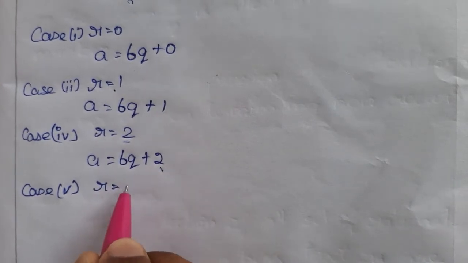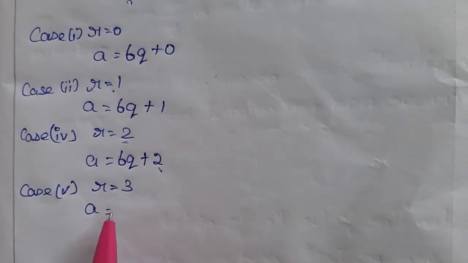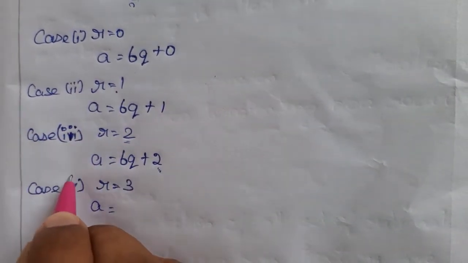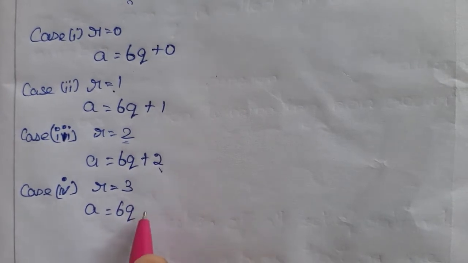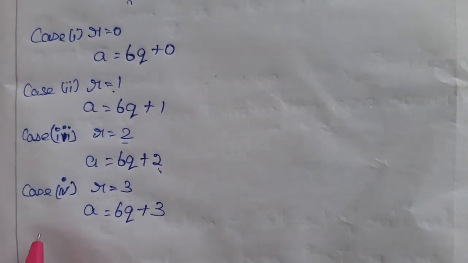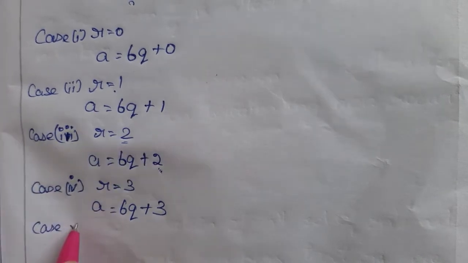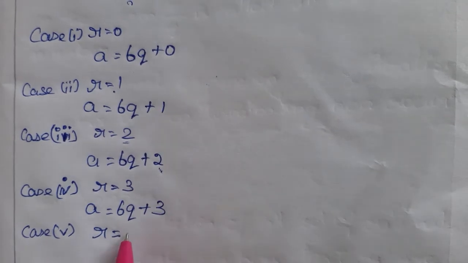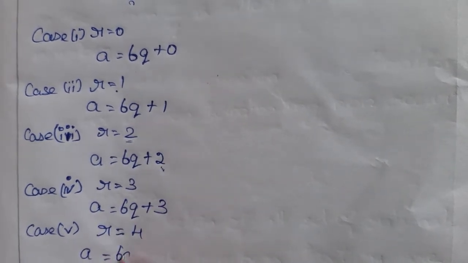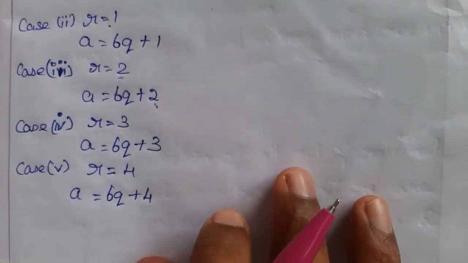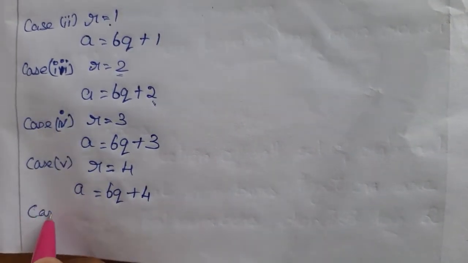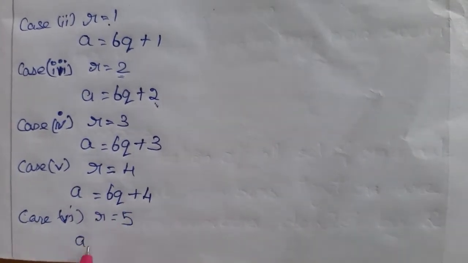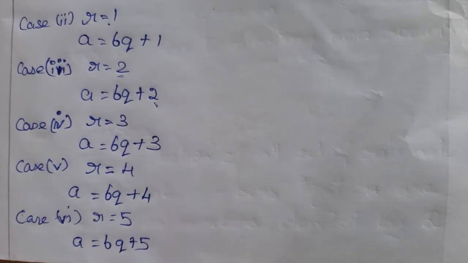R is equal to 3, so a is equal to 6q plus 3. The next case, case 5, applies r is equal to 4, so a is equal to 6q plus 4. Case 6, r is equal to 5, so a is equal to 6q plus 5, right?